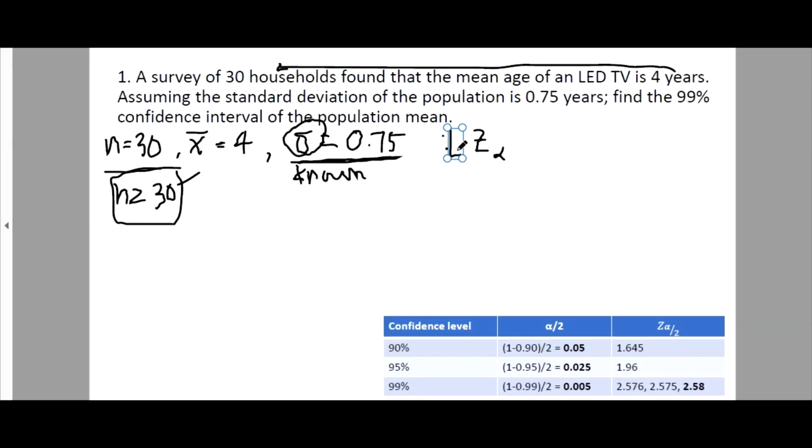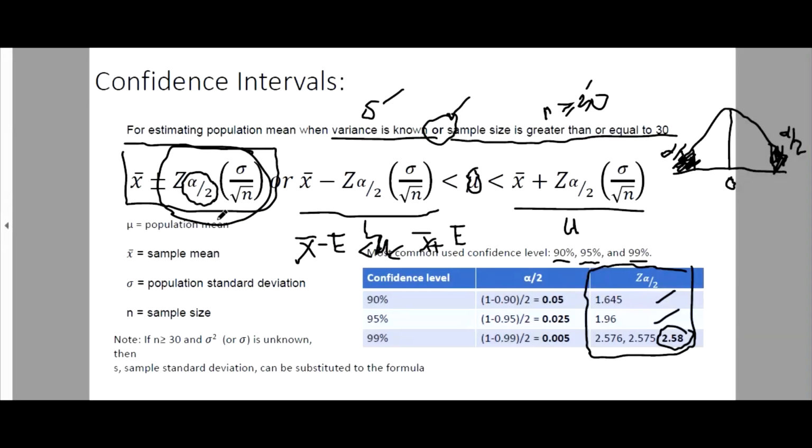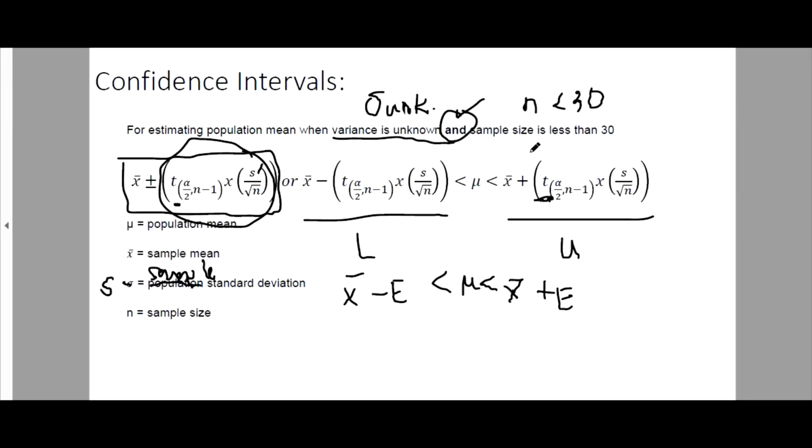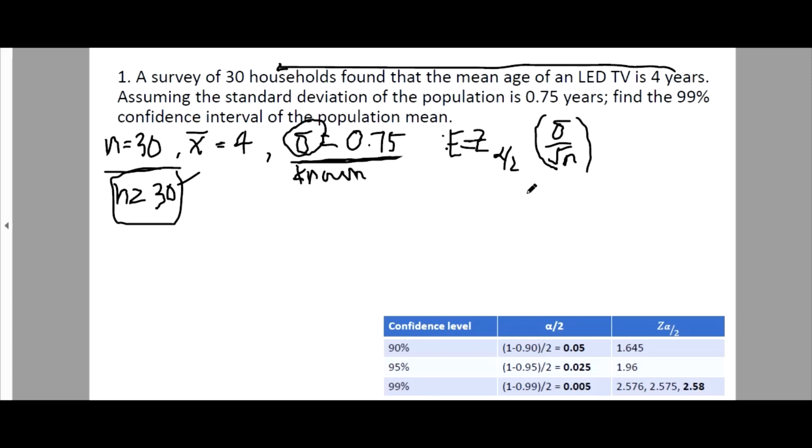Okay, so let's first solve the error. This is our E. Our formula here is z sub alpha over 2 times the population standard deviation over the square root of n. Let's compute. For z sub alpha over 2, since this is 99%, here at the bottom we have 99%, and this is z alpha over 2. Of course we will use 2.58.